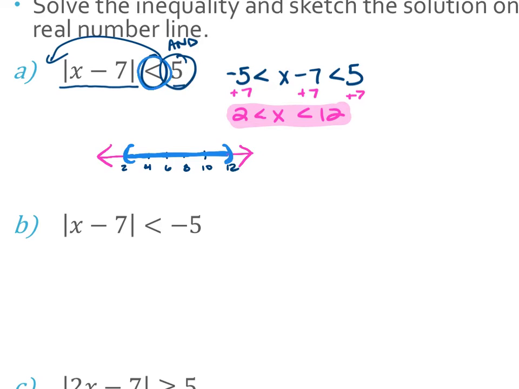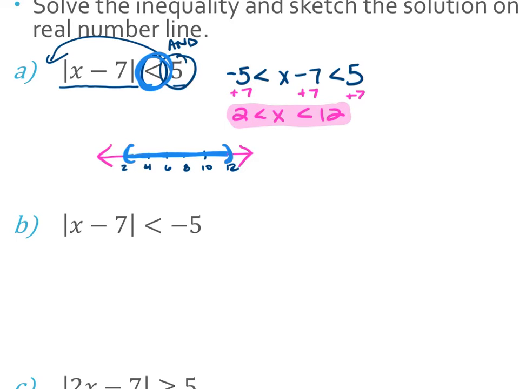So again, if the absolute value is less than the number, it becomes an and statement. Take the negative from the right, or take the positive from the right, put it to the left. And now you've created yourself a compound inequality. That's an and statement. Questions on that one?